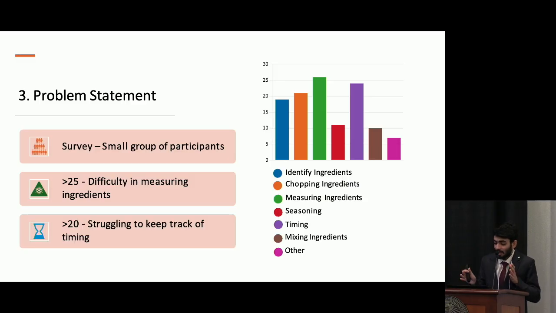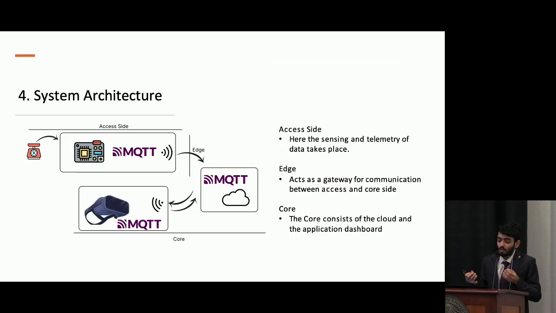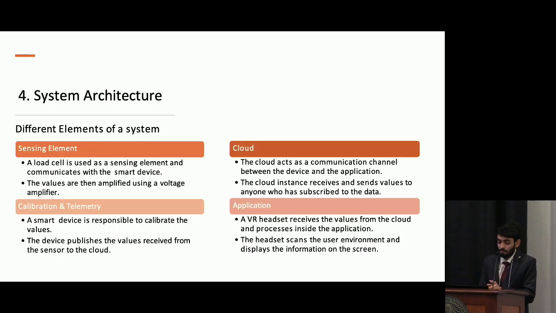So here's the small architecture that I have developed. I have a set of sensors, like a load cell, we can call it a weight measurement sensor, that's connected via an MQTT broker, which is a very lightweight and very efficient protocol. So that connects to the VR headset and guides you throughout the cooking process. There are different elements of the process. So we have a sensing element. The load cell acts as the sensing element.